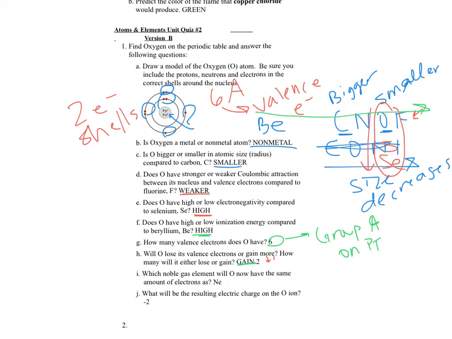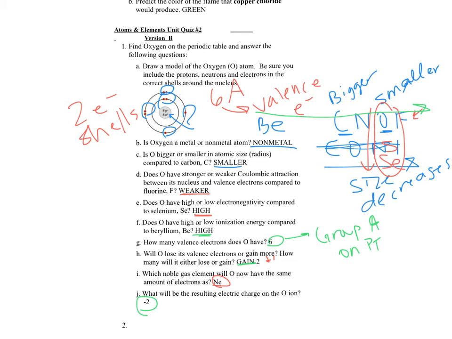So again, if you identify 2 correctly, you got a little bonus point there. And then just like nitrogen, he's going to gain electrons in order to get 8, like that nearest noble gas, which is neon. So 1I is neon. And then last but not least, 1J, the resulting electric charge on oxygen. Well, if he gains electrons, now he's got more electrons than protons. And so with more electrons comes a negative charge.